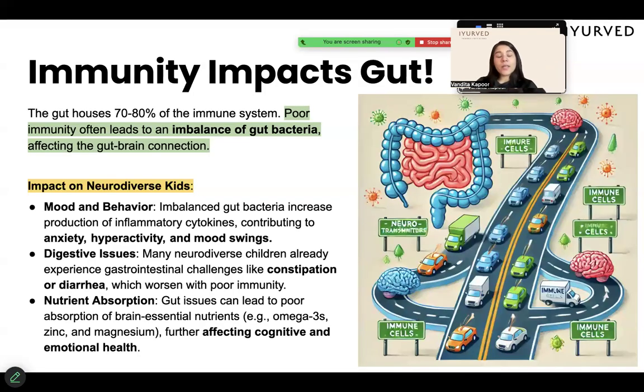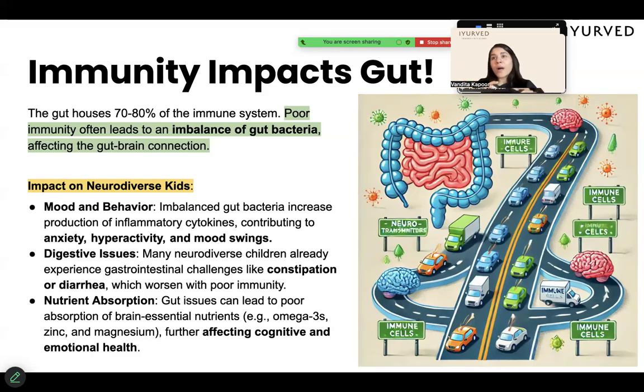Again, I'm repeating here. Our gut has 70 to 80% of our immune system. Our 70 to 80% of the immune cells are in the gut. And when you have poor immunity, it often leads to imbalance of the gut. And I told you last time, what does imbalance mean? Imbalance means that ideally, in a good state, you should have more good bacteria. But when there is imbalance, your body may have less good bacteria and more bad bacteria. And what does that do?